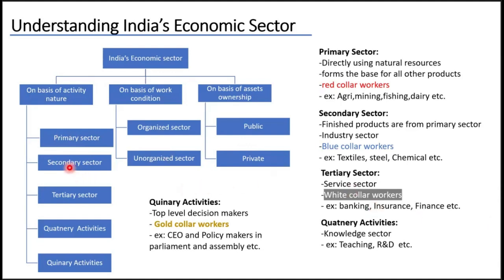Coming to the second sector, this sector creates the finished products from the base they receive from the primary sector. Meaning the raw material is from primary sector. On top of that, secondary sector creates the finished products. We call them the industrial sector as well. Textiles, steel, chemicals are some of the secondary sector businesses. The employees in the secondary sector business, we call them blue collar workers.